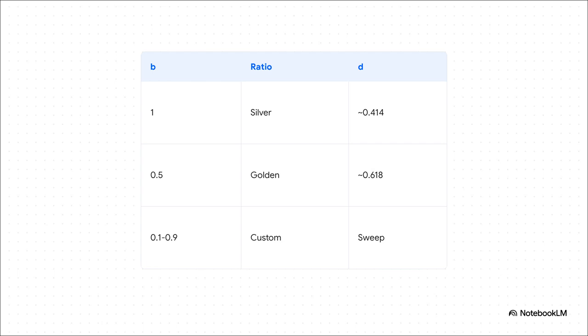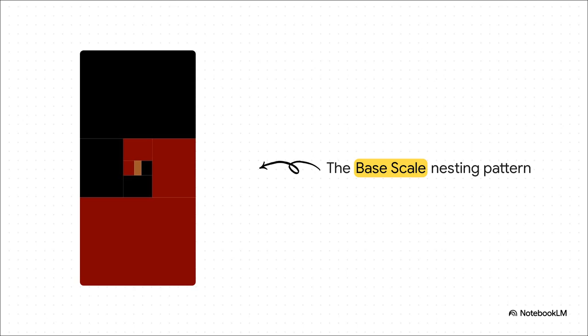You can dial in the exact spatial decay rate to perfectly fit the acoustic, physical, or structural demands of a specific building site, all without ever breaking the underlying geometry. Let's look at the visual proof of this in action. We're going to skip the dense jargon here and just show you what happens when you sweep that variable.